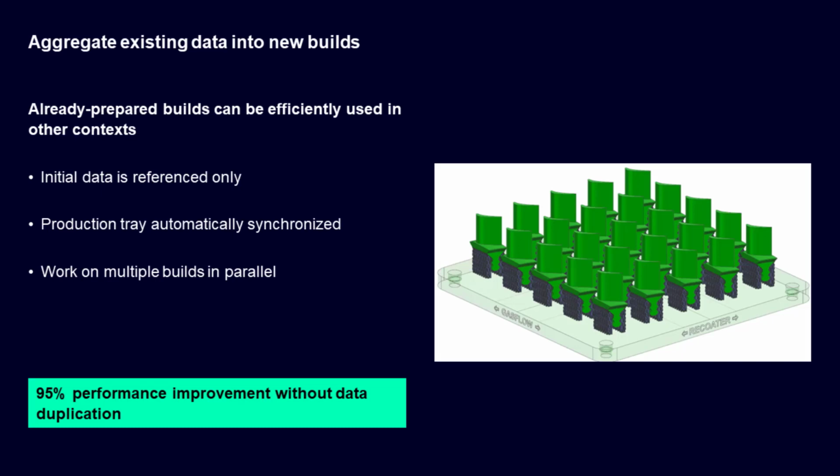If a development build tray has support structures, NX uses support occurrences in the production build tray, referencing the support data in the development build tray. The initial build preparation data is not duplicated in the production build tray, which improves performance significantly. Any change in the development tray will be automatically propagated to the production build tray using the synchronize command.